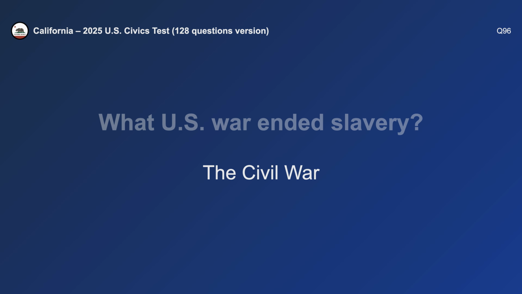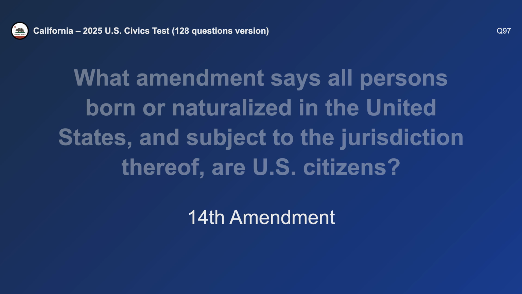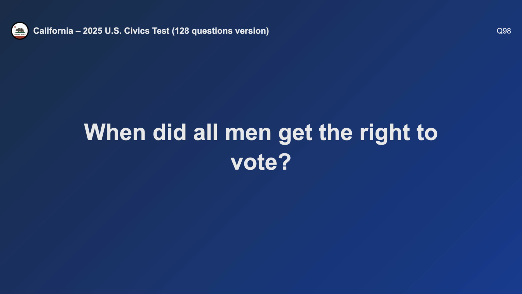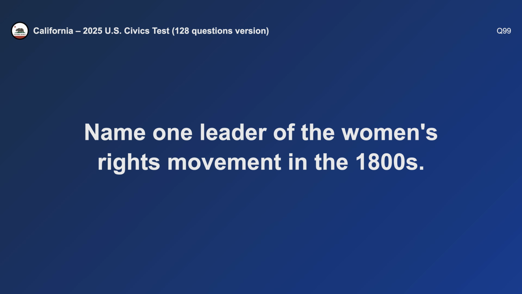The Civil War. What amendment says all persons born or naturalized in the United States and subject to the jurisdiction thereof are U.S. citizens? 14th Amendment. When did all men get the right to vote? After the Civil War. Name one leader of the women's rights movement in the 1800s.